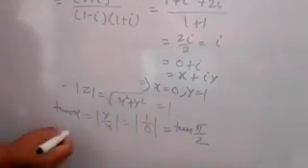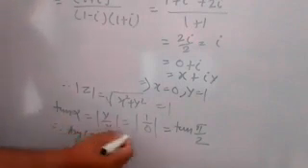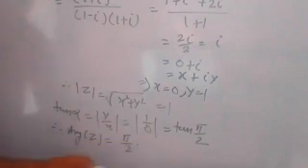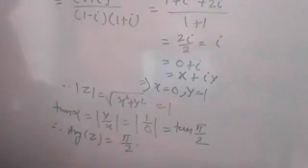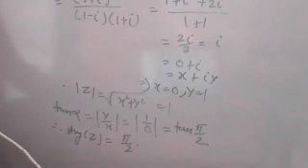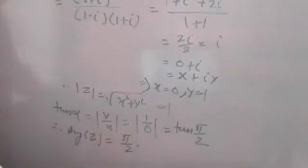So the argument of z is equal to alpha, so you write here pi by 2. So the argument of z is equal to pi by 2. Note it.